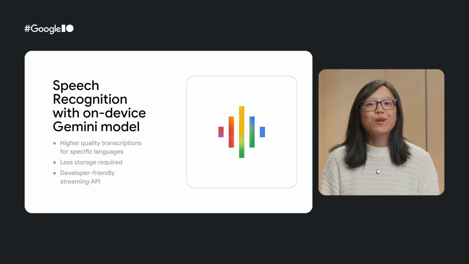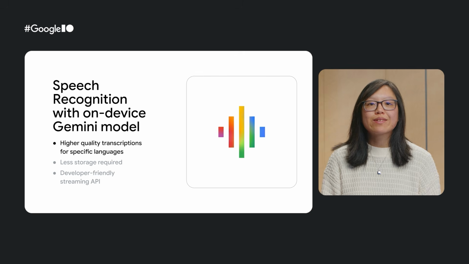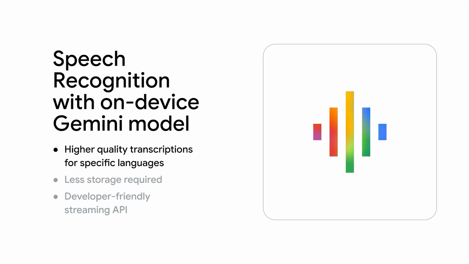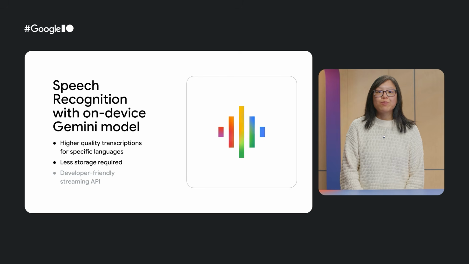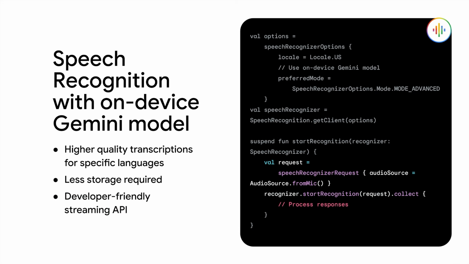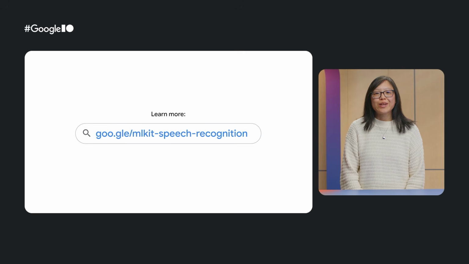With the on-device Gemini model, ML Kit's speech recognition API provides the following benefits: higher quality transcriptions for languages such as Arabic, Indonesian, Dutch, and more. Less storage required. The traditional on-device speech recognition model requires downloading a single model between 100 to 200 megabytes for each language the user uses. However, the on-device Gemini model only requires one small LoRA adapter to transcribe all supported languages, and a more friendly developer API for streaming audio capabilities. Start implementing speech recognition API in your Android apps today with guidance from our official documentation.